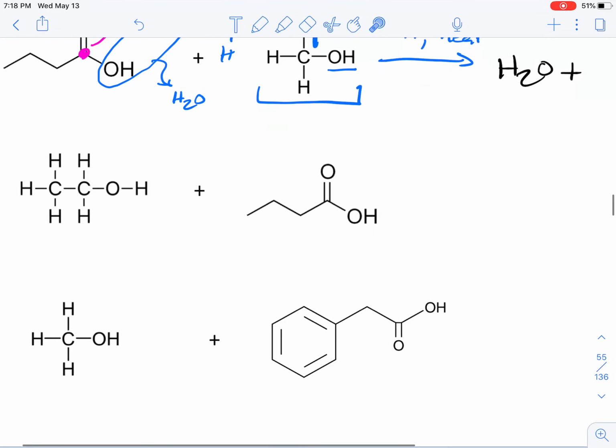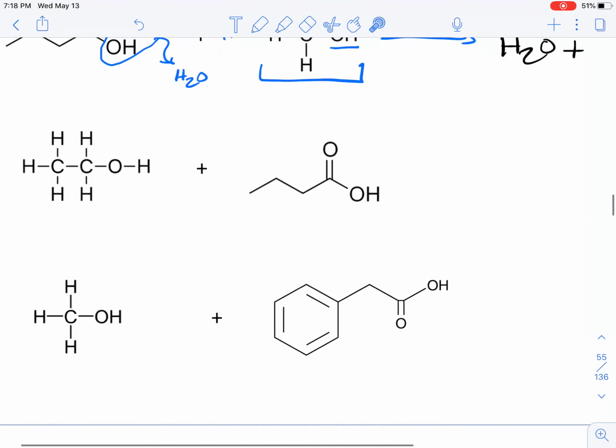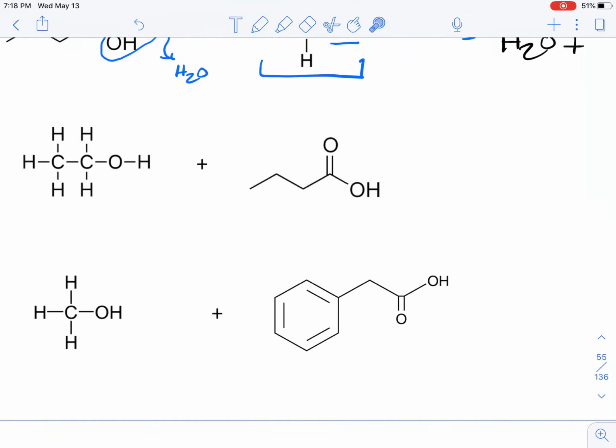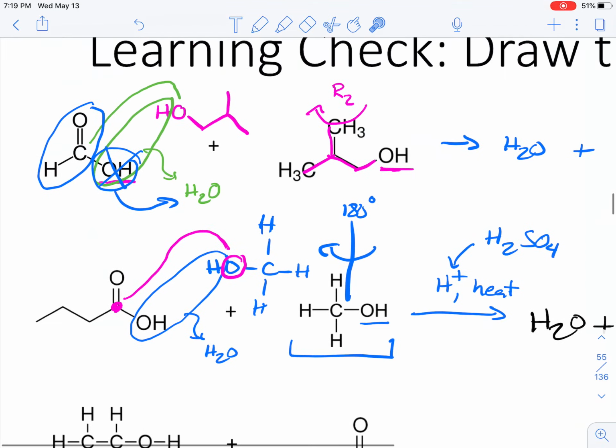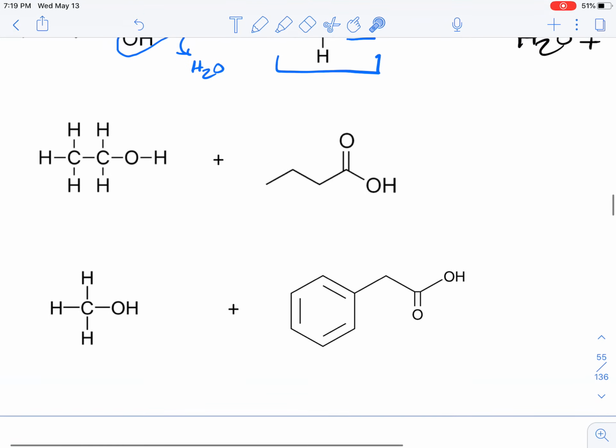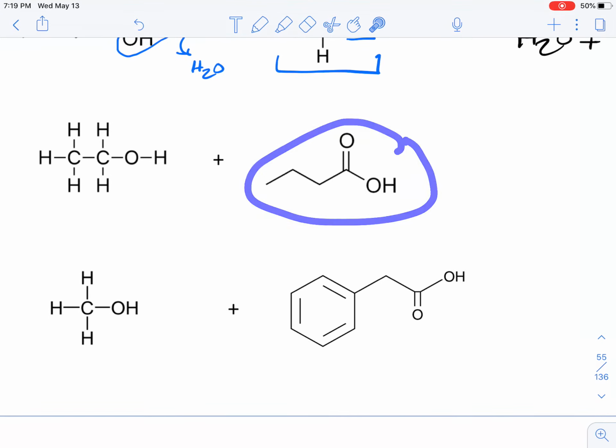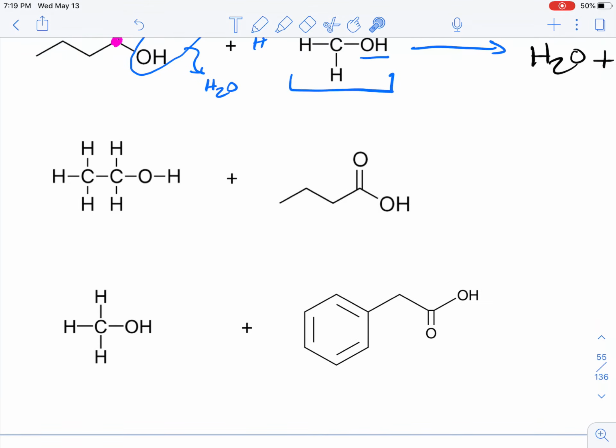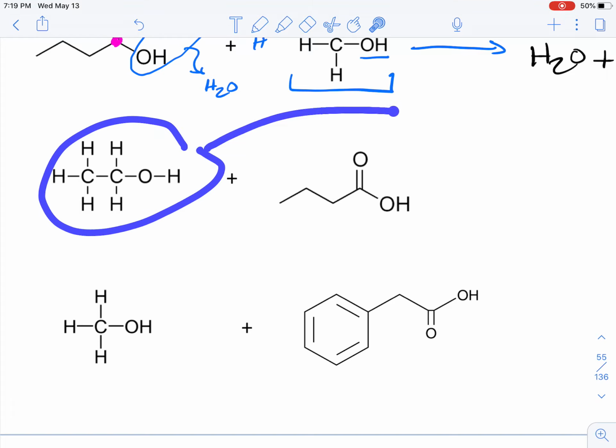All right. Looking at this, notice that my carboxylic acid is on the second. It's not typically on the left-hand side like it was in the previous two examples. It's now on the right-hand side of that plus sign. Same idea, you can go ahead and take this alcohol and flip it.